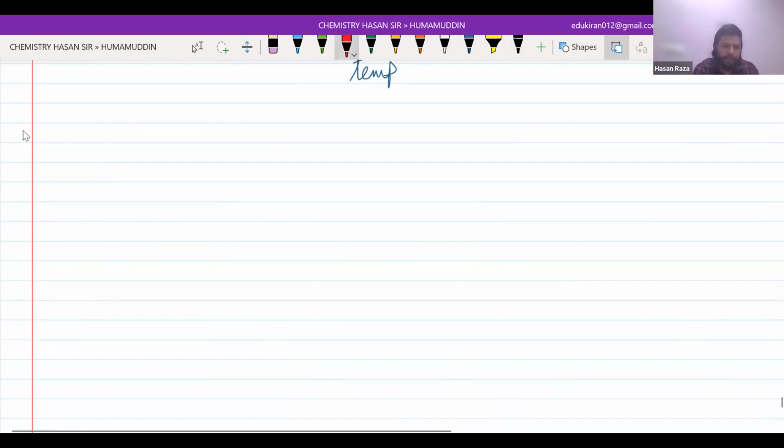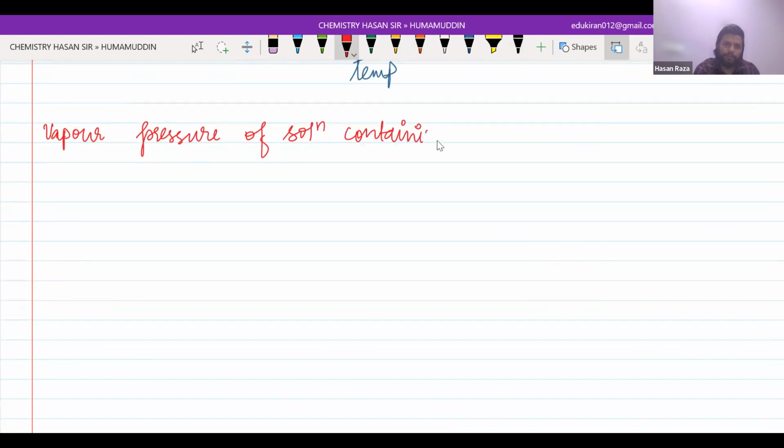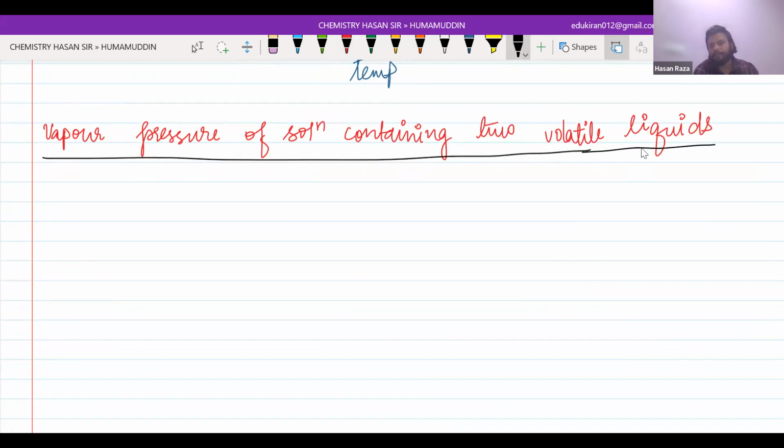Next topic is vapor pressure of solution containing two volatile liquids. That means in a solution, you know that solute and solvent is there. So both are volatile. So I'm going to take an example with the help of this.